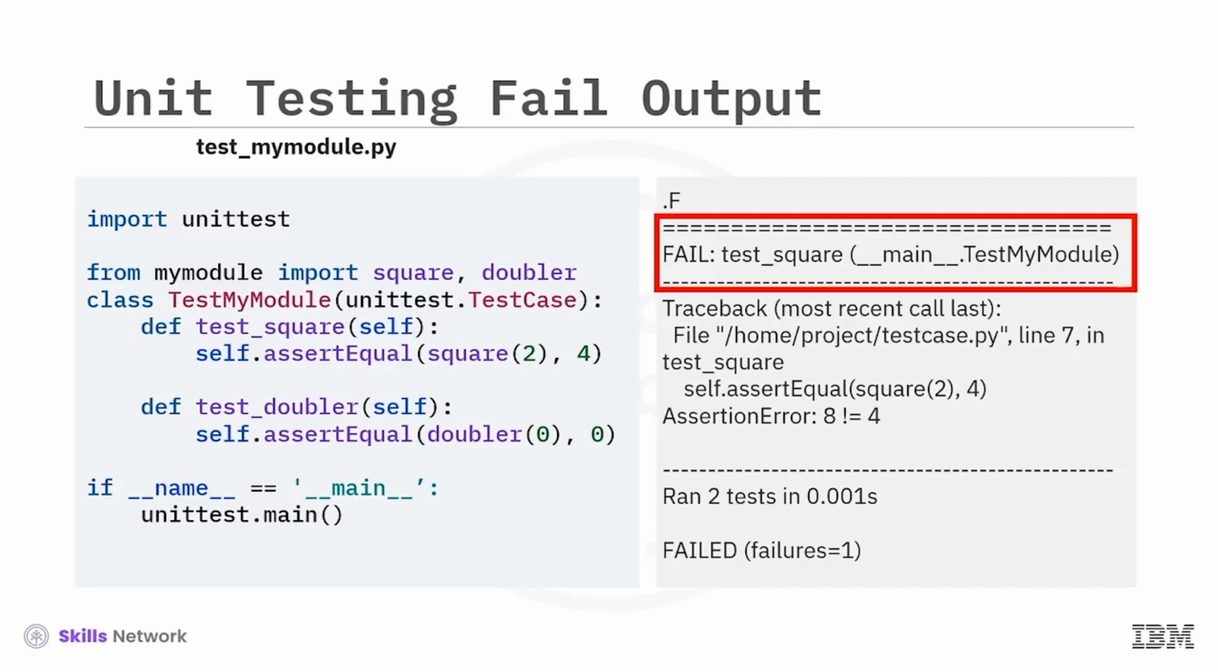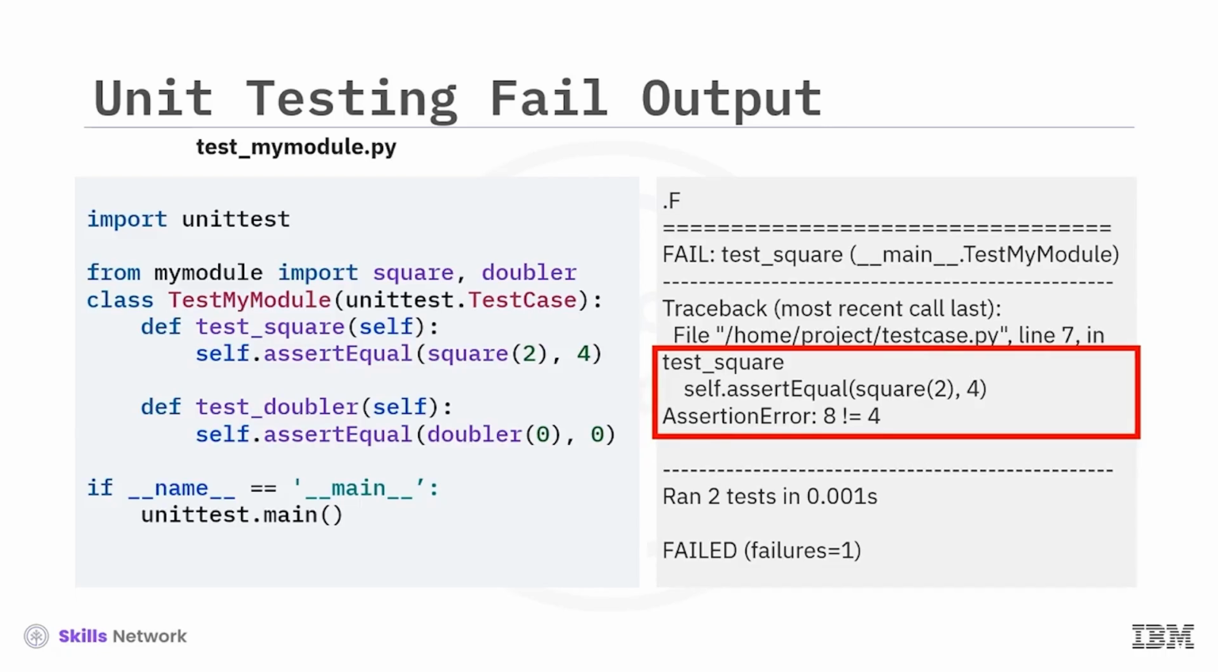For example, the output states failed test square main test my module with capital T and M and no spaces. You can also view the function where the unit test failed. For example, in the test square function, the assertion self.assertEqual(square(2), 4) failed. An assertion error occurred because 8 is not equal to 4. The detailed output enables you to correct a mistake before the actual deployment of your solution.